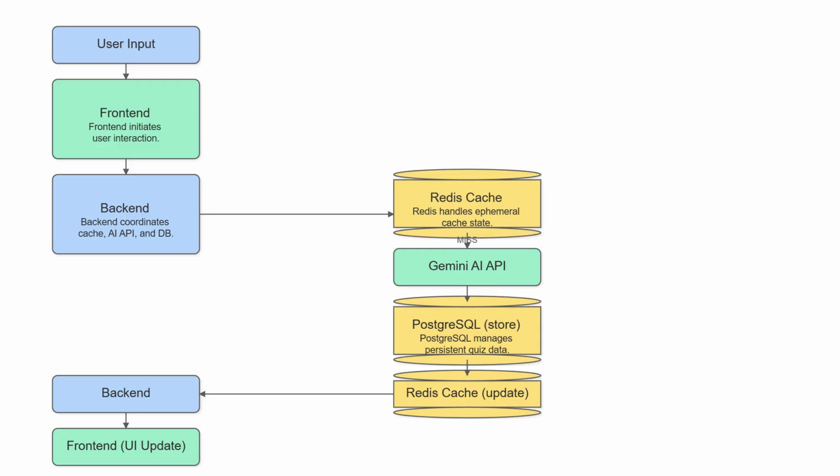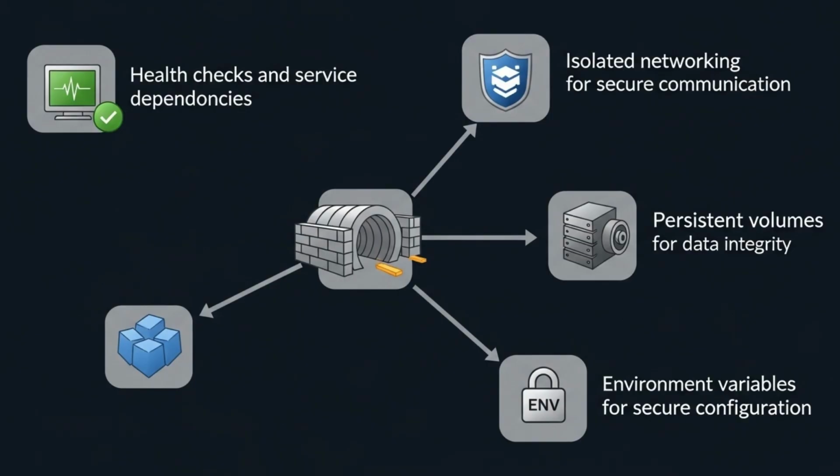Throughout this process, each service maintains its own state. Redis handles ephemeral cache state, providing quick access to frequently requested data, while PostgreSQL manages persistent quiz data, ensuring long-term storage and integrity. This orchestrated dance of data ensures a smooth and efficient user experience.